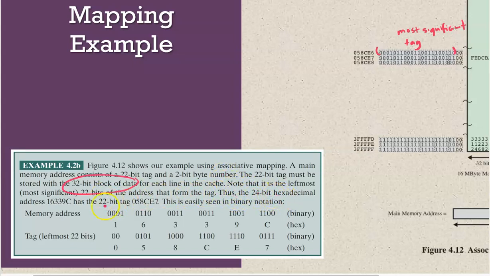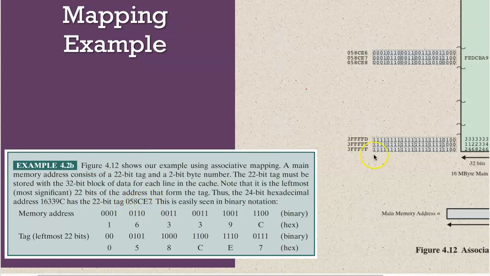Thus, the 24-bit hexadecimal address 16339C has the 22-bit tag 0586E7. So let's see how this is interpreted. So it says here that the leftmost 22 bits are going to be interpreted like this. Leftmost 22 bits. So if you have a 00 going on here, you would have the 0 as your first digit in your hex. And then for the next part, 0 1 0 1 1 0 0 1 0 1.